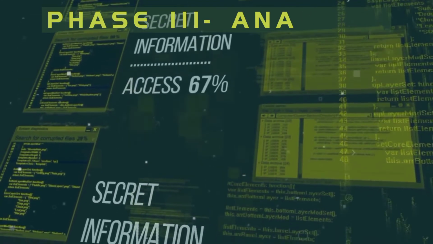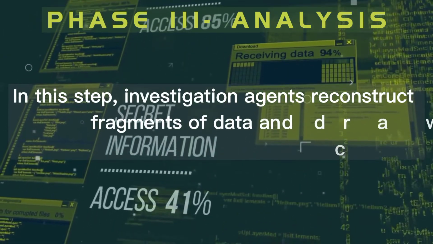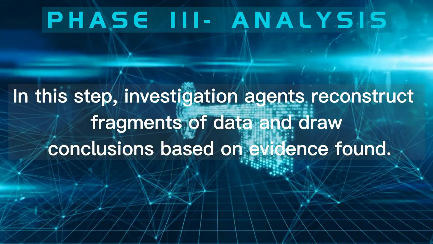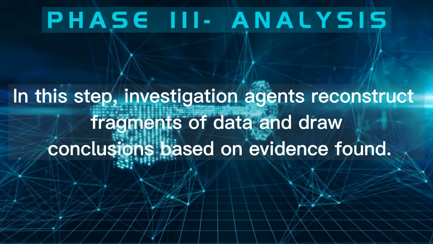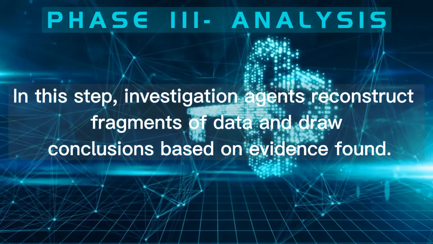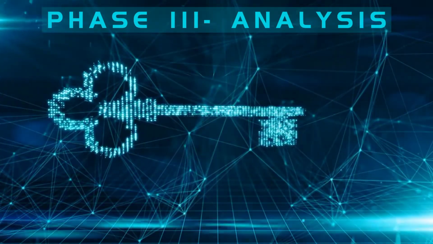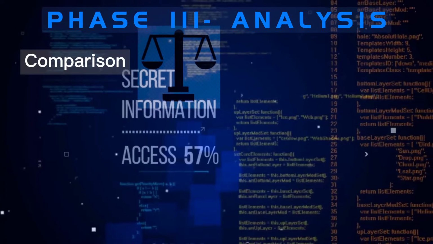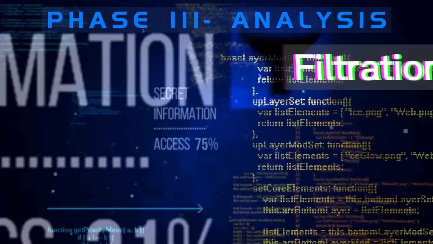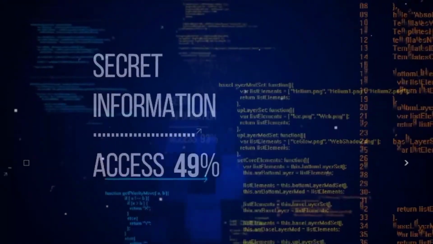Phase 3, the analysis. In this step, investigation agents reconstruct fragments of data and draw conclusions based on evidence found. However, it might take numerous iterations of examination to support a specific crime theory. Upon analysis, we should conduct comparison, detection, verification, filtration, enhancement, and decision-making.